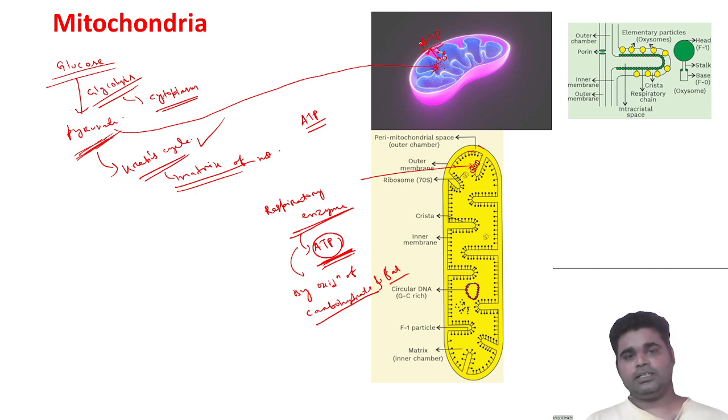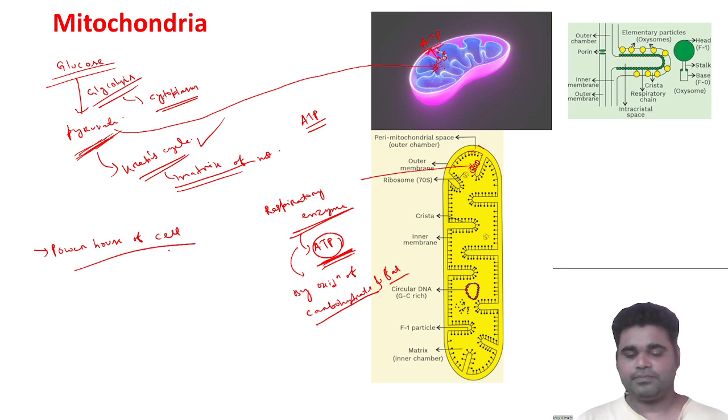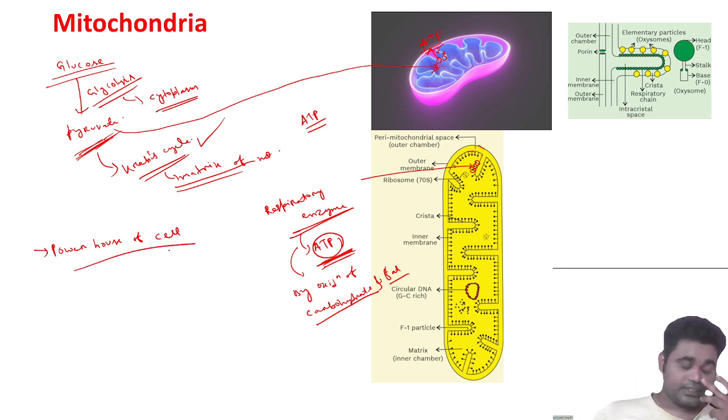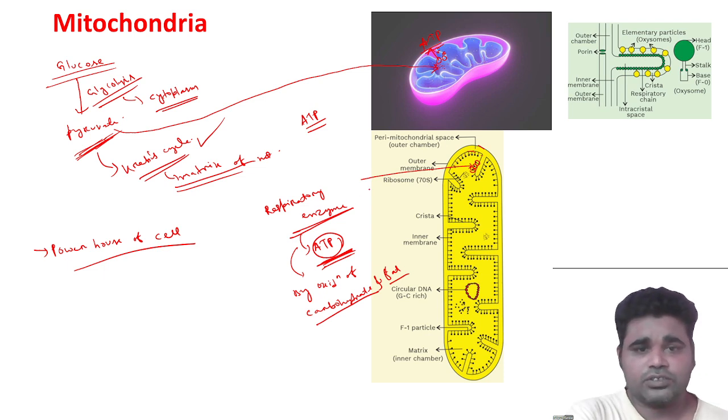So that's why the mitochondria is also called the powerhouse of the cell, because it generates the energy in the form of ATP. So look at the structure. What are the respiratory enzymes?